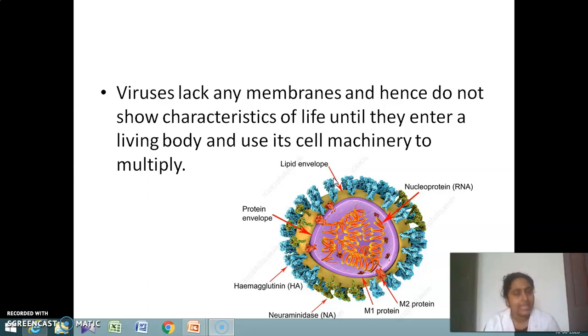What is the reason? They lack a cell membrane. When it is outside the body of an organism, it is non-living. When it enters the body of a host cell, that means the body of a living organism, for example, the body of a human cell, it copies the mechanism of our cell. When it enters the body of a bat, it copies the mechanism of the bat. When it enters the body of a chicken, it copies the mechanism of the chicken's body.